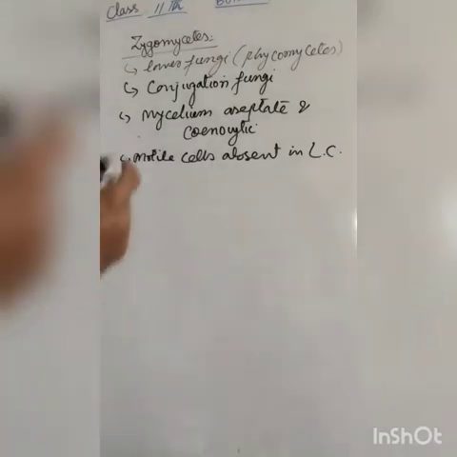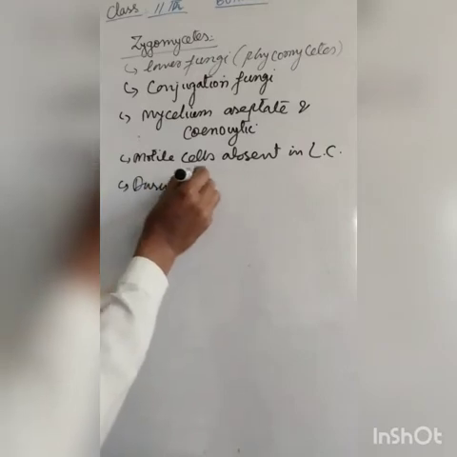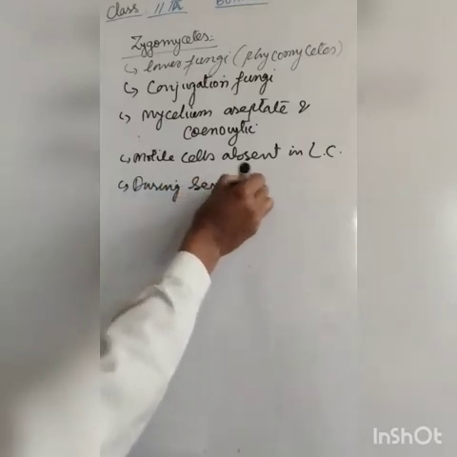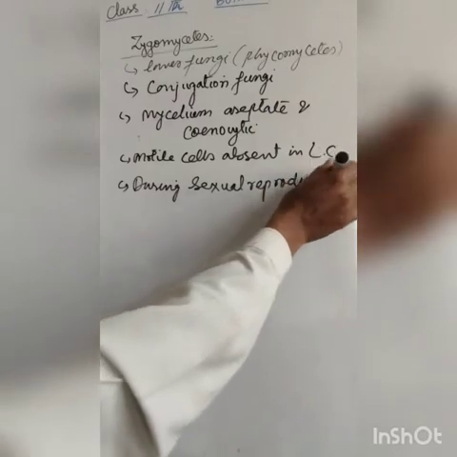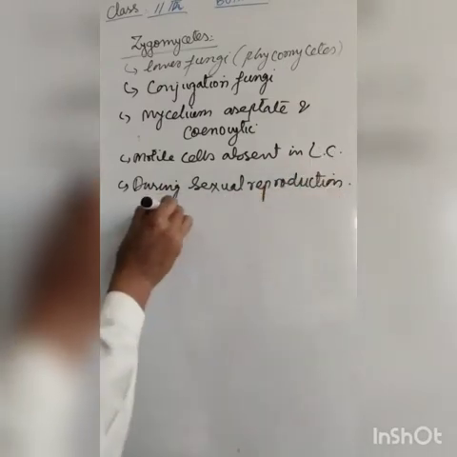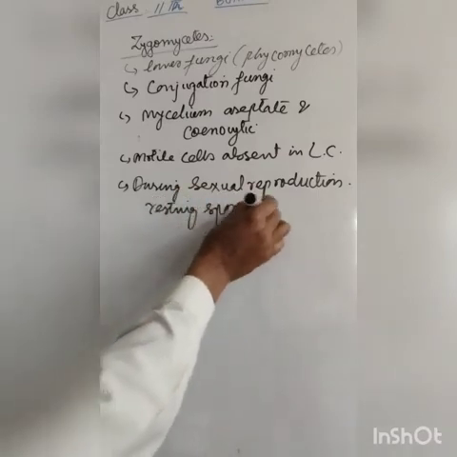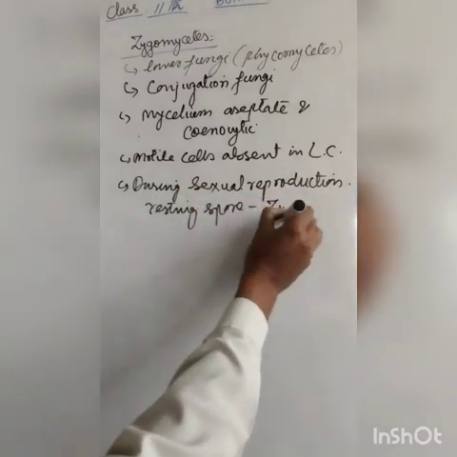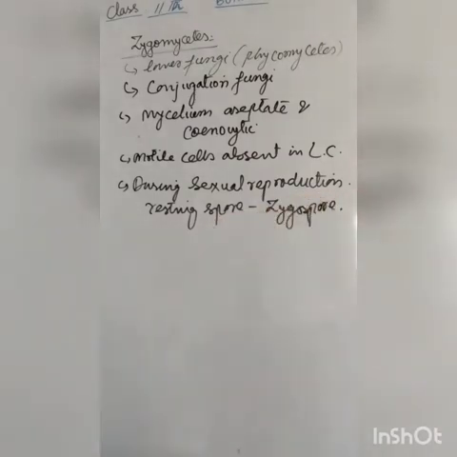During sexual reproduction they produce a resting spore. We call that resting spore a zygospore, so they are called Zygomycetes.